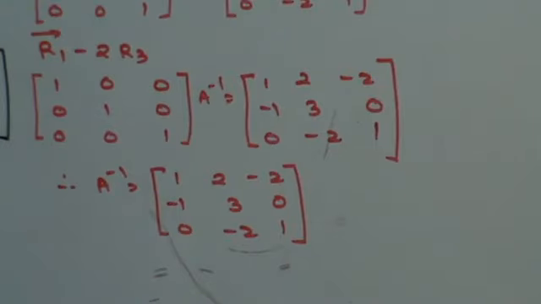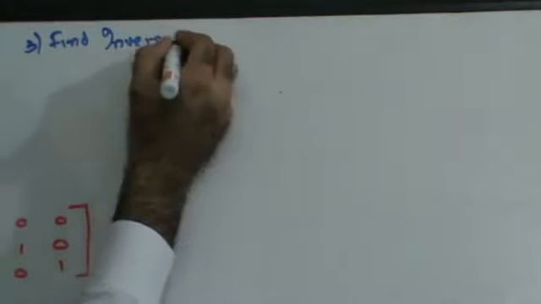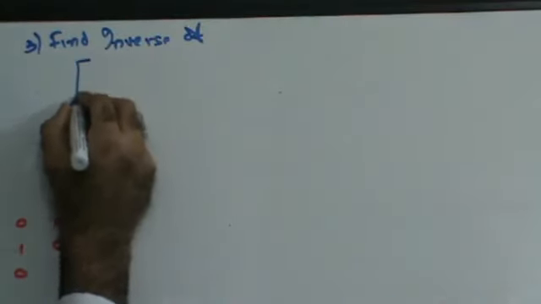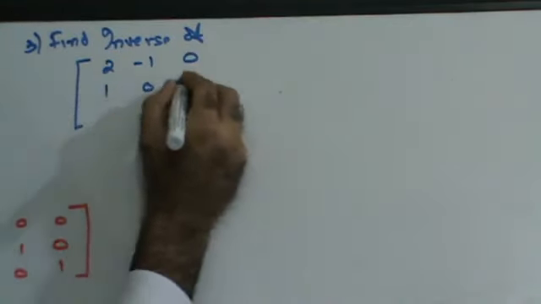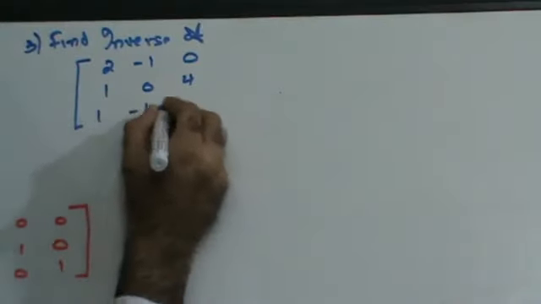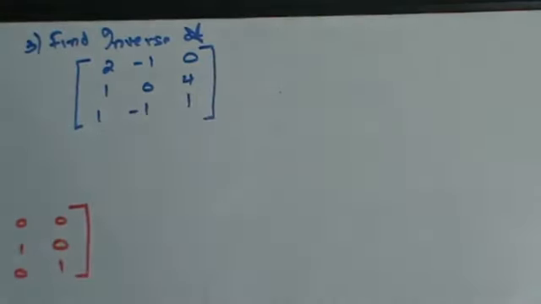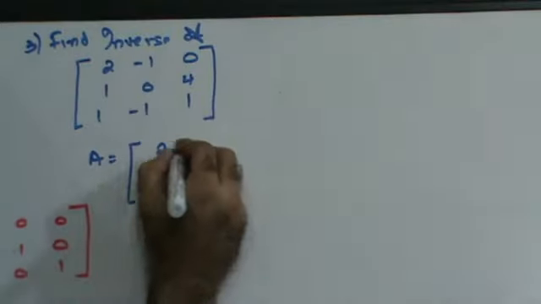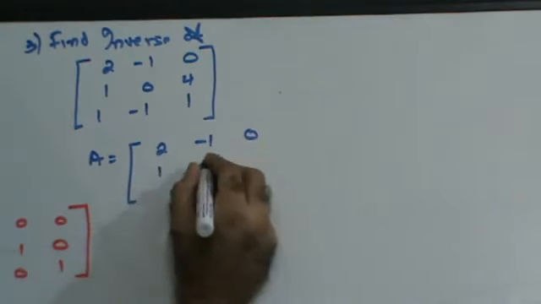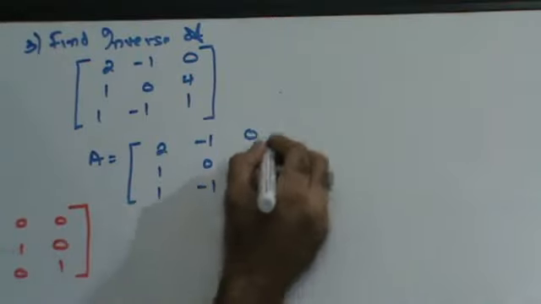Right? Next, let's see the next sum, guys. Nice topic. Find inverse of 2 minus 1 0, 1 0 4, 1 minus 1 1. Whatever is the sum, you assume that to be A. So you will say A is equal to 2 minus 1 0, 1 0 4, 1 minus 1 1.